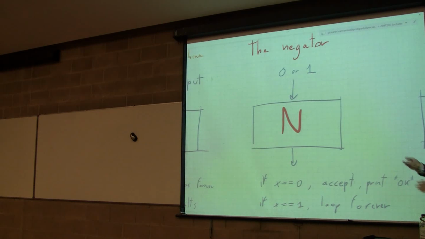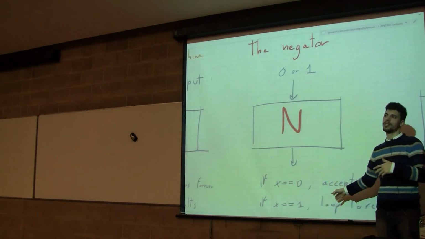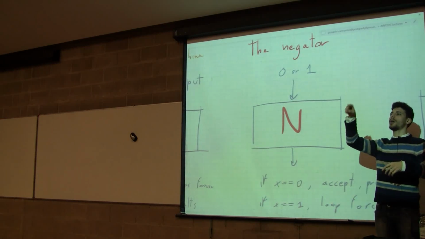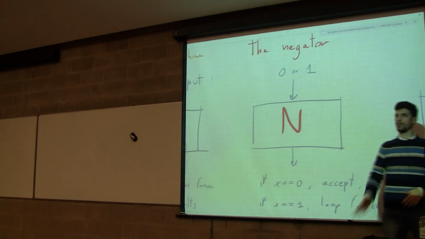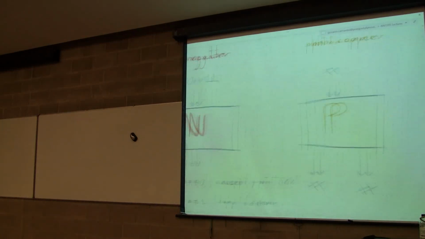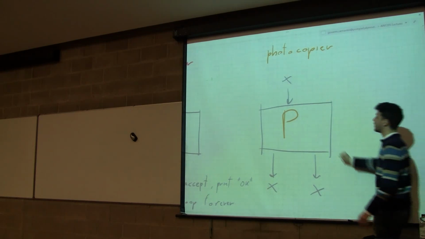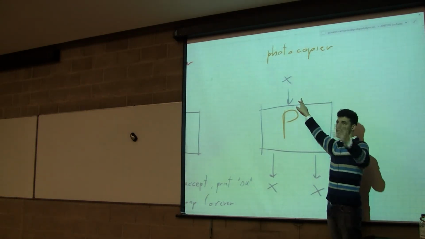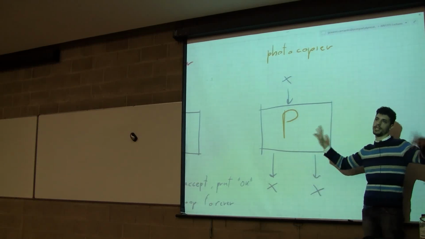So this machine has: if x is equal to 1, open a while loop and just close it. So while forever. It loops forever. Okay? And another simple one, and this one I know why I call it a photocopier. It takes an x as an input, and it just duplicates it. So you have two outputs, x and x.